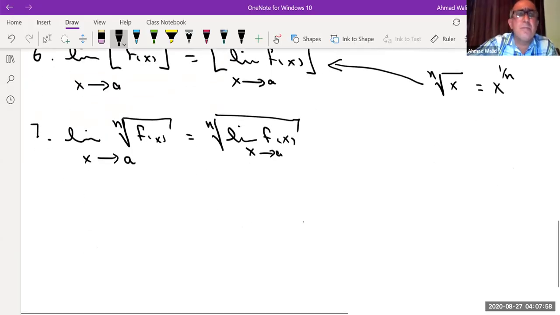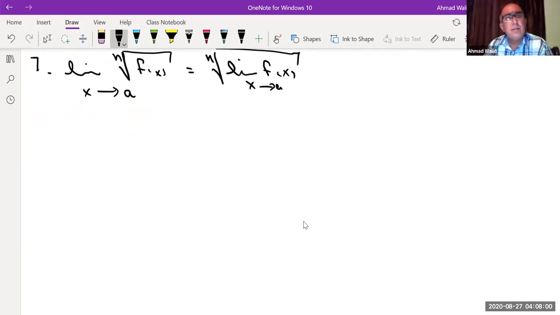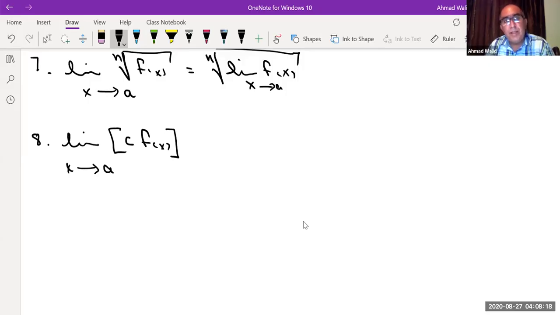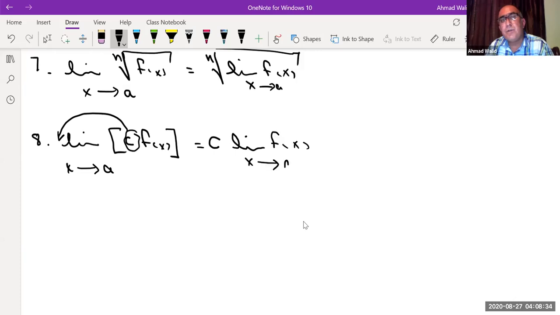One more, property number 8. If you have the limit of c times f of x, where c is a constant, as x approaching a. What you do in this rule makes it easy: take the constant and bring it in front of the limit. Put c, then take the limit of the function. C times the limit of f of x as x approaching a.